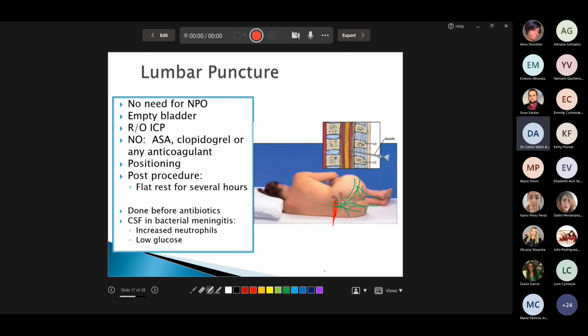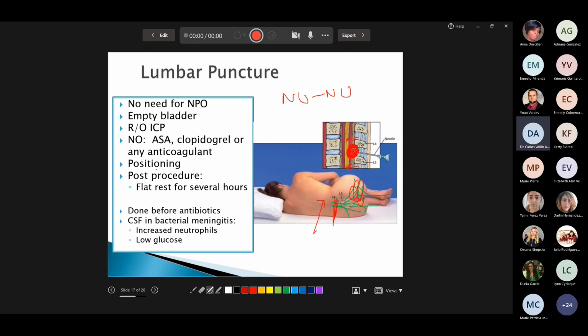But if the patient is taking an anticoagulant, the procedure can produce a bleeding. And now the bleeding here can compress all the nerves that go to the lower part of the body and produce a paraplegia. So it's a no-no, it's contraindicated to do this procedure in a patient taking anticoagulants.